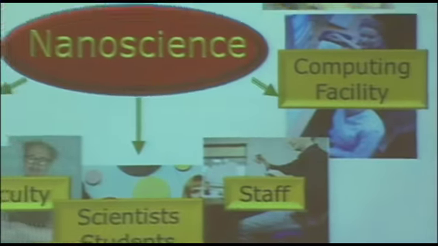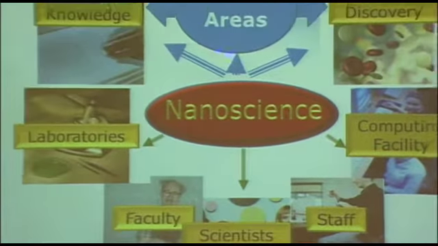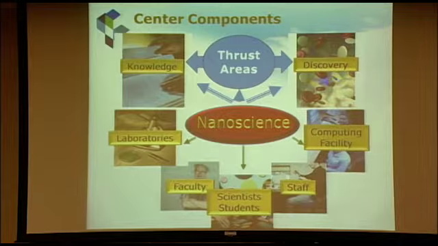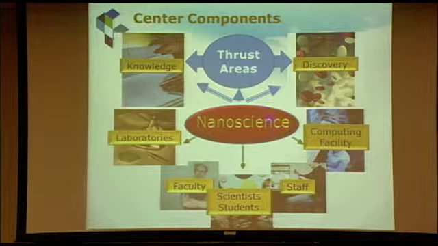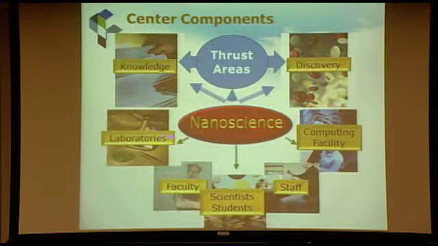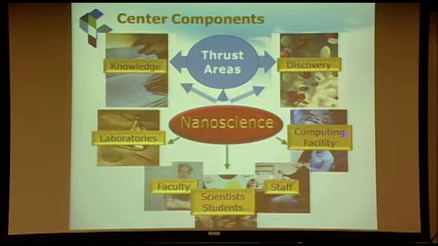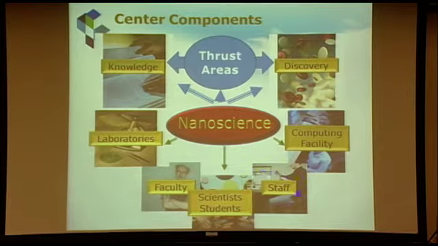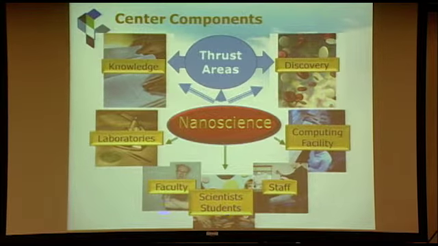This is what I think the Nanoscience Institute should be. First, you have different focus from different faculty members, and then the knowledge base, which leads to new discovery. But what we actually need is hardware, lab support, and computing facilities to do certain work. But eventually, it's the people that are making a difference.